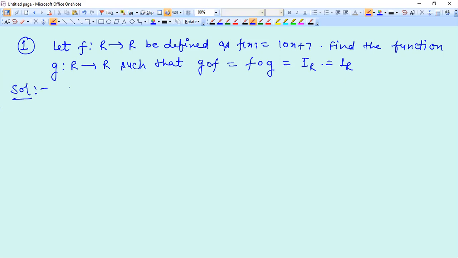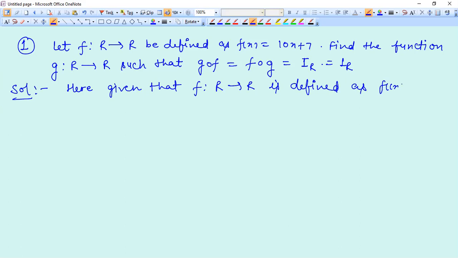Solution. Here given that mapping f from R to R, that means real numbers to real numbers, is defined as f(x) is equal to 10x plus 7. Now first we check whether this mapping is one-one or not.